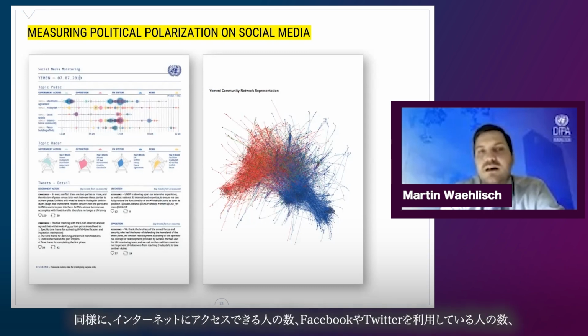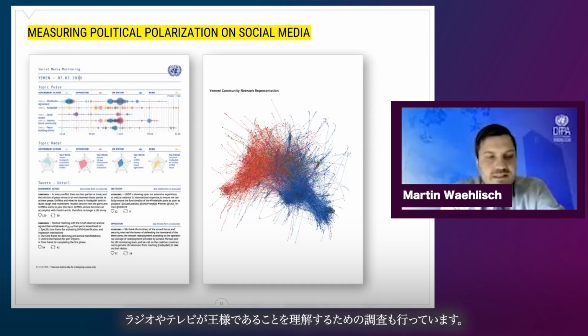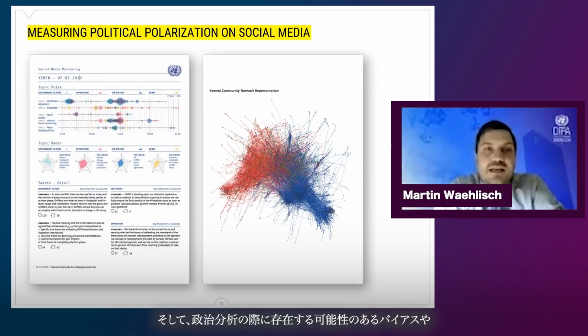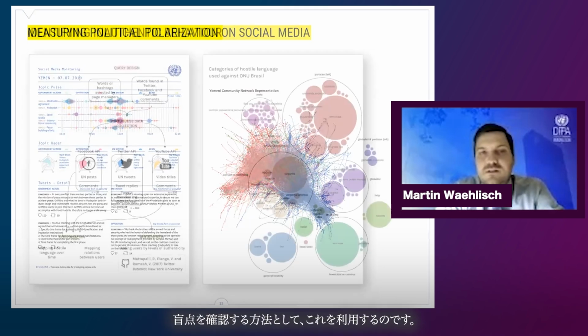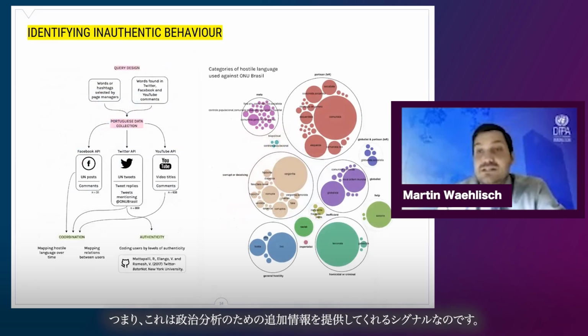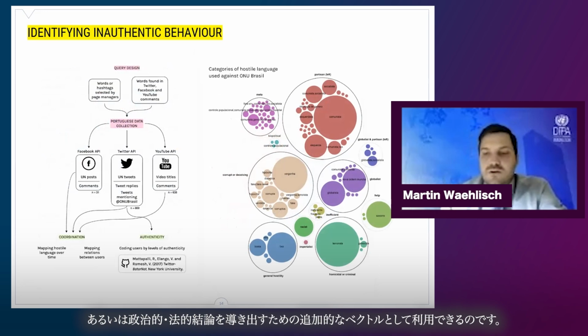Yes, we are mindful that social media is used only by a fraction of the population, and likewise, we carry out studies to better understand how many people have access to the internet, how many people are on Facebook, on Twitter. In many places that we operate, social media is secondary. Radio and television is king. And we then use this as a way to either confirm biases that might exist when it comes to political analysis or fill in blind spots. So this is an additional signal for us for political analysis. It's not going to be the truth, whatever that means, but it's going to be an additional vector for conversation, additional vector for political analytical products that we produce.